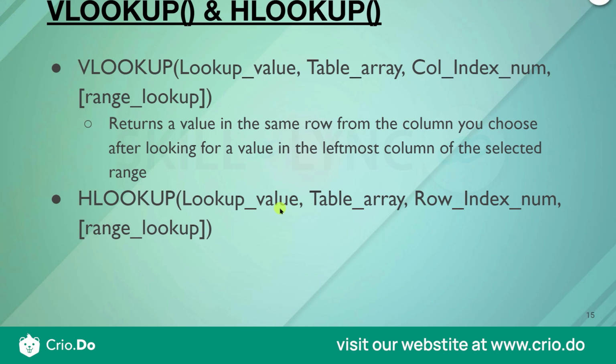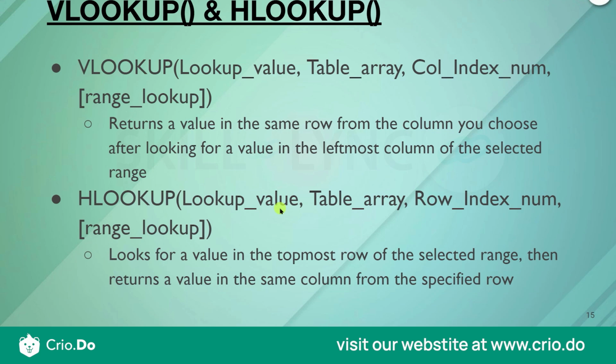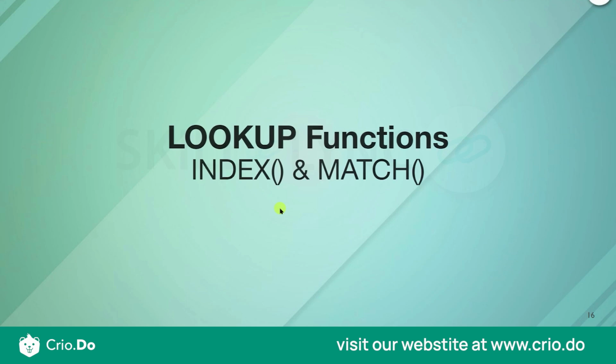Then we covered the HLOOKUP function. HLOOKUP is used for horizontal lookups, and it also takes four arguments, that is lookup value, table array, row index number, and range lookup. It looks for a value in the topmost row of the selected range and then returns a value in the same column from the specified row.